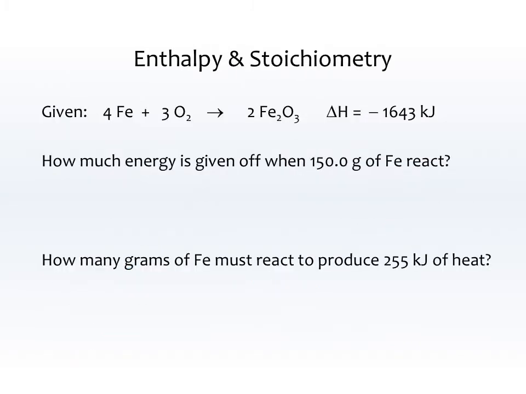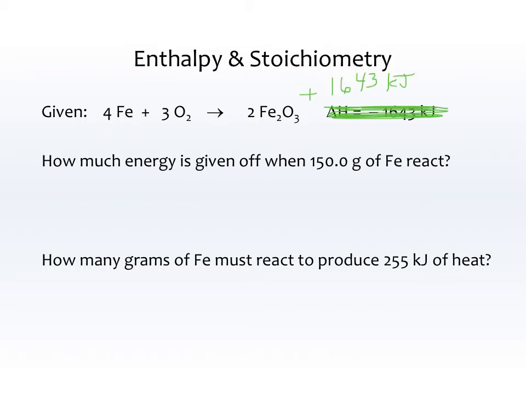Okay, enthalpy or delta H can also be used in stoichiometry. We can treat delta H as another one of the reactants or products. So for example, in this reaction, where delta H is negative 1643, you could just take this out completely, and instead, since it's negative 1643, add it to the product side, plus 1643 kilojoules.